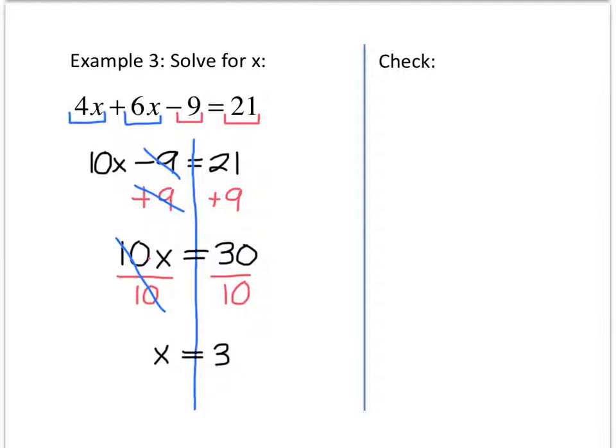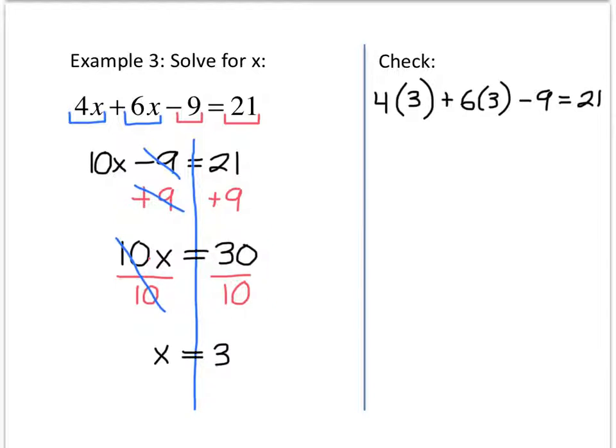So now I want to check. I'm going to plug in x. And we notice that I actually have two places to plug in. First, I have to put 4 times 3, because I had an x after the 4. But I also need to put 6 times 3, because I had an x there as well. And then I'm going to write -9 equals 21. And we want to check this.